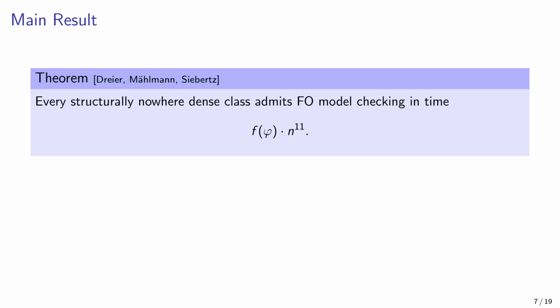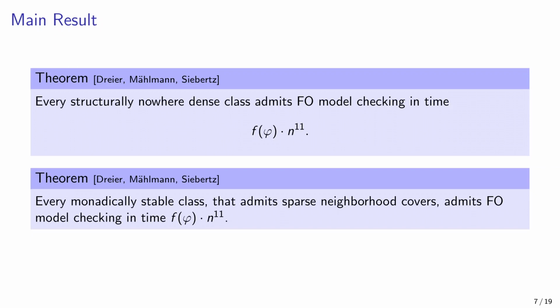So now I can state our result. We show that on every structurally nowhere dense class, first order model checking is fixed parameter tractable, and our algorithm also almost works for monadically stable classes. The only thing that's missing there is a proof that those classes admit sparse neighborhood covers, a condition I will describe later in the talk.